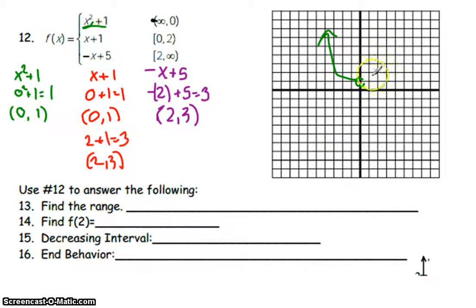Now, for the second part, right here I have 2 points. I have 0, 1, and 2, 3. So 0, 1 is right here, and it's going to be included because of the bracket, so I'm going to color it in. Okay, and now my second point is going to be 2, 3. 1, 2, 3. This one is going to be open because of the parentheses.